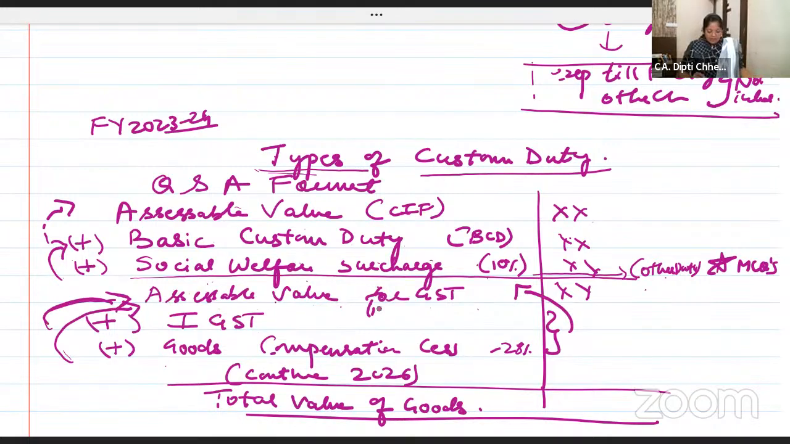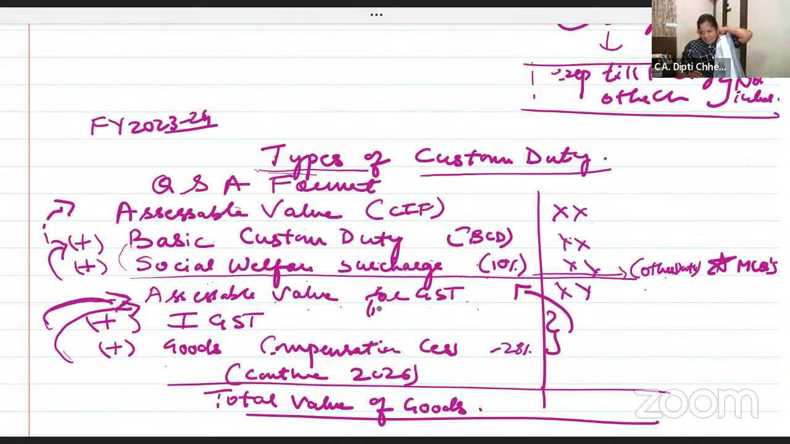Next, after the basic custom duty, it is the social welfare surcharge. Nothing given in the exam, like taxes charged on income, health and education cess is charged on tax. Like that, social welfare surcharge is charged on basic custom duty. After this, if other duties are there, protective duties, safeguarding duties, take all of them. You get assessable value for GST.